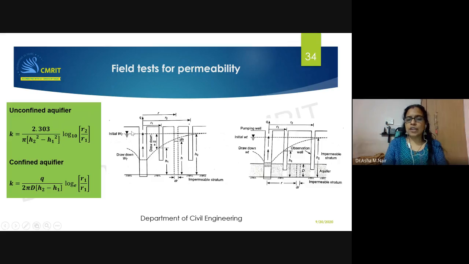The case of an unconfined aquifer is a case wherein we will be having the yield. What do you mean by confined and unconfined? Confined means the aquifer is embedded between two impervious strata. So that is called a confined aquifer. Whereas for an unconfined aquifer, there is only one impervious stratum at the bottom, and the top is pervious. So there we'll have H2 square minus H1 square as the height difference, whereas in this case, it will be H2 minus H1.